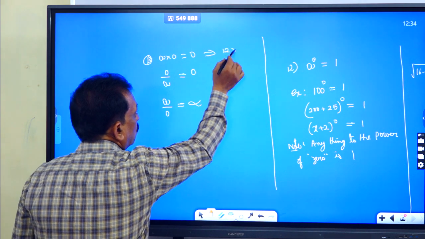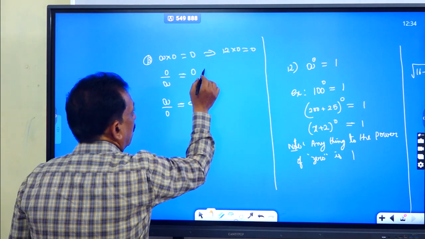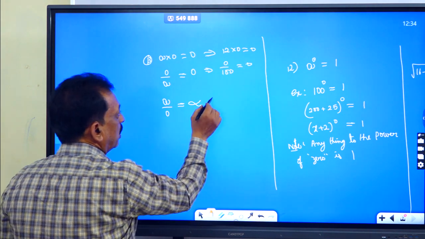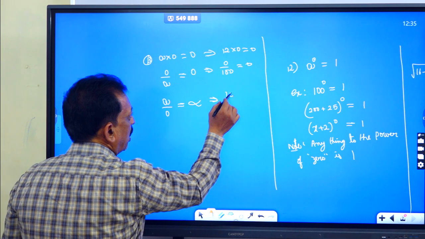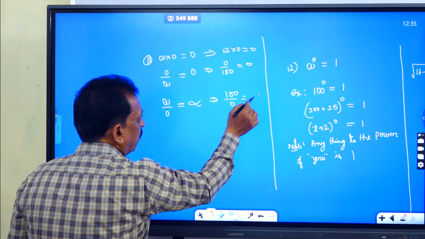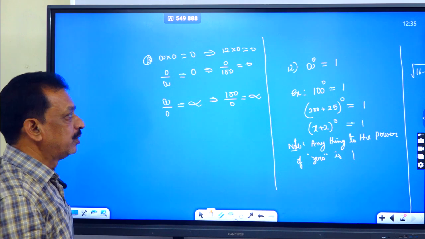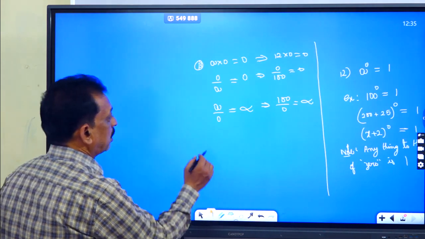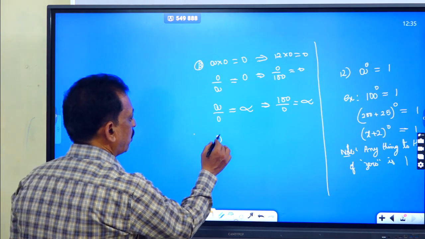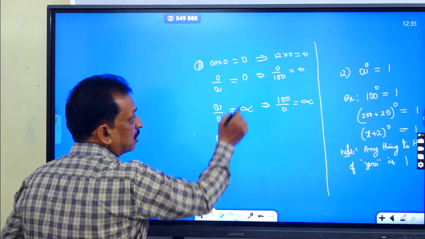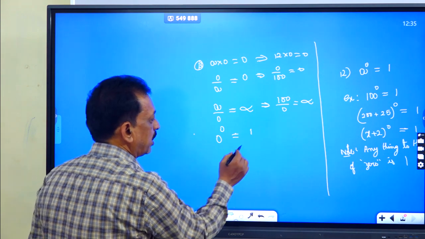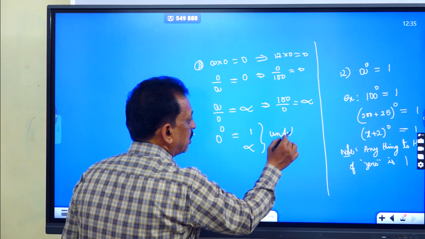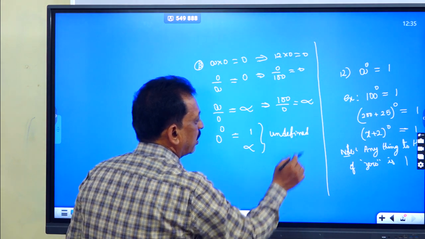I am writing examples also. 12 into 0 is equal to 0. Another example, 0 by 100 is equal to 0. Here is another example, 100 by 0 is equal to infinity or not defined. All this you can say is not defined. Now next, also 0 to the power of 0. As per this, anything to the power of 0 is 1, you can write, or infinity. This is called undefined. You can write undefined.